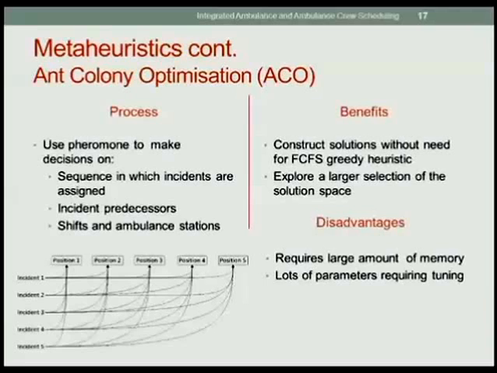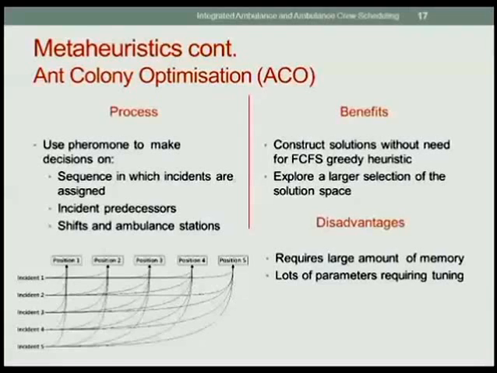So a decision on placing an incident in a certain position and sequencing it perhaps earlier than you otherwise would have. But we can also place pheromone on decisions such as which ambulance station do we assign this ambulance to? Is it a good decision to place job J on the same ambulance as job I? We can also use that as one of our decision arcs.